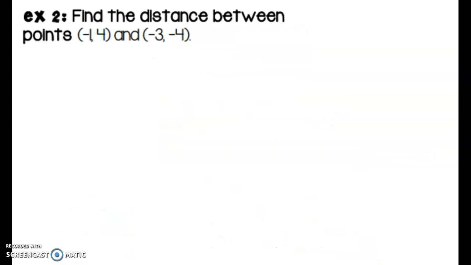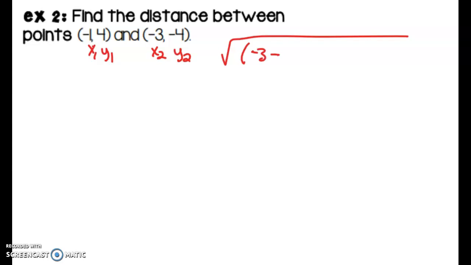All right, let's look at example 2 on our foldable. So we have our points. They're not graphed or anything. So we're just going to call this one x1, y1, and this x2, y2. So now in our formula, it's x2, which is -3, minus x1, which is -1, squared. Then it's plus, and it's y2, which is -4, minus y1, which is 4, and squared.